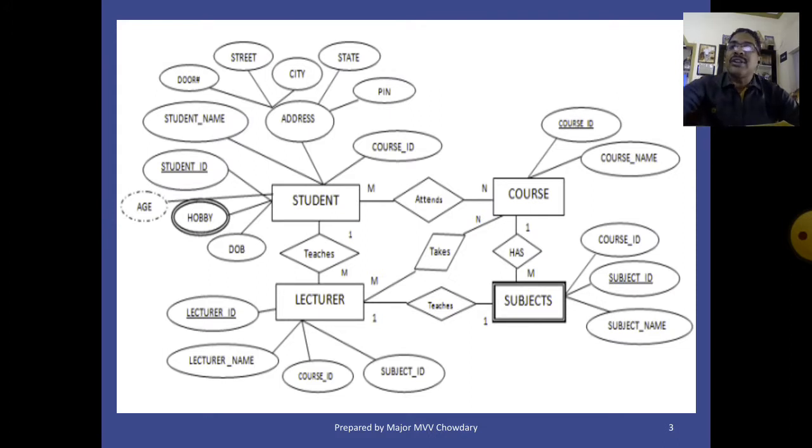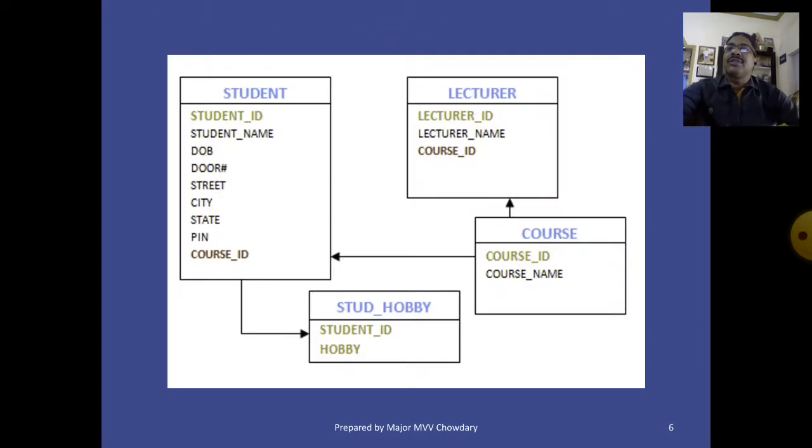So we can represent this as a table. Student is the entity. Here we convert that student entity into a relation name, table name. In that, student ID, student name, DOB, door number, street, city, state, pin, and course ID are all attributes. So the student, lecturer, and course entities in the ER diagram are converted into tables shown in the figure on the screen.